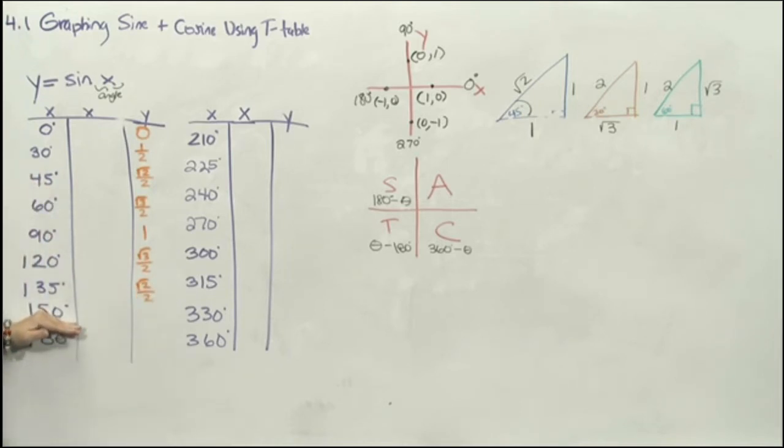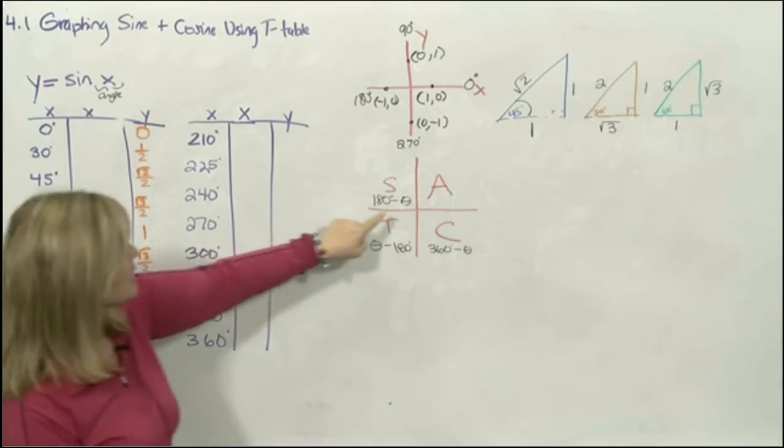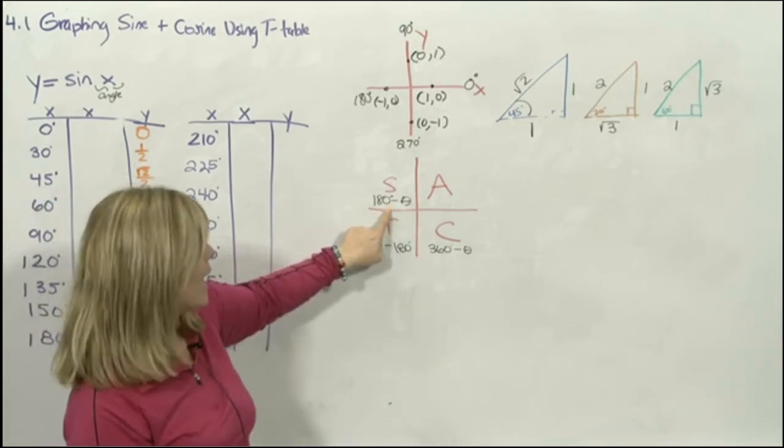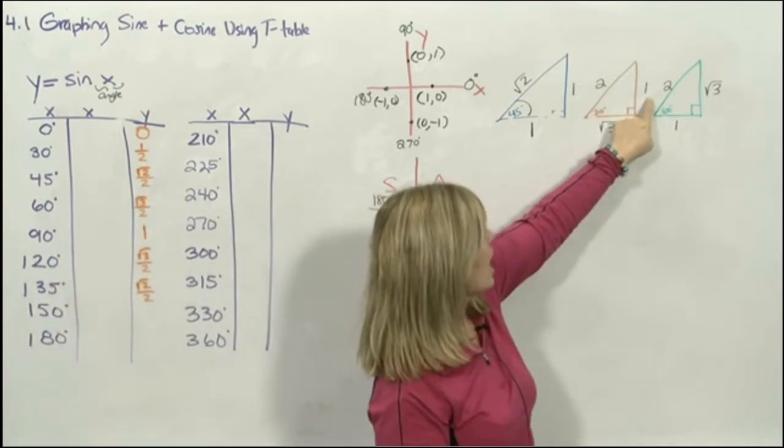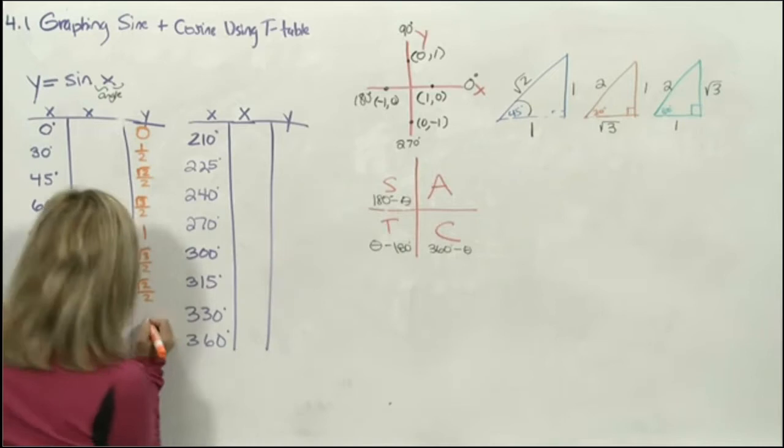I'm going to look up 150. That's in quadrant 2. So 180 minus 150 is 30. The sine of 30 is y over r. That's 1/2.